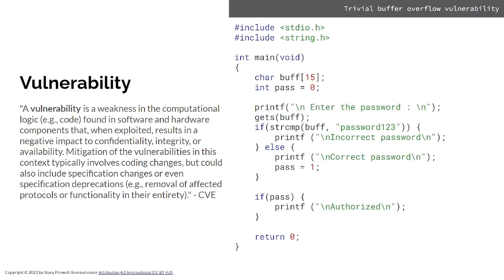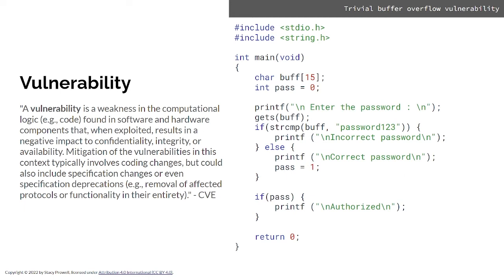Okay, all right. A vulnerability? According to the CVE, a vulnerability is a weakness in the computational logic, which is fancy words for code, found in software and hardware components that, when exploited, results in a negative impact to CIA: confidentiality, integrity, or availability. We'll talk a little more about the CIA triangle in the future. Mitigation of vulnerabilities in this context involves coding changes, but could also include specification changes, or even specification deprecations, removal of protocols. How do I fix Log4j? Maybe I take that feature out of Log4j. I change the specification. It was behaving correctly, and maybe I have to take that out because it's a fundamentally insecure feature.